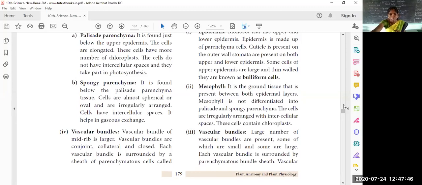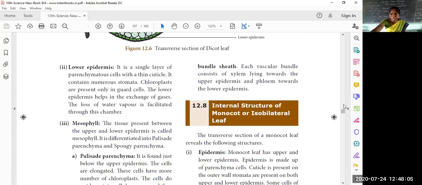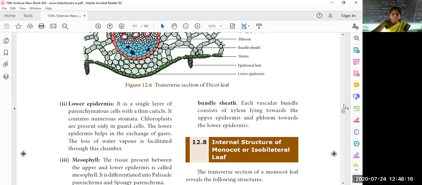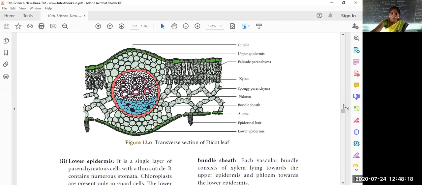Next, vascular bundles. The midrib, which means the middle rib, is larger. Vascular bundles are conjoined, collateral, and closed. Each vascular bundle is surrounded by a sheath of parenchymatous cells called the bundle sheath. Each vascular bundle consists of xylem lying towards the upper epidermis and phloem towards the lower epidermis. If you see the diagram, xylem is present on the upper side and phloem on the lower side.